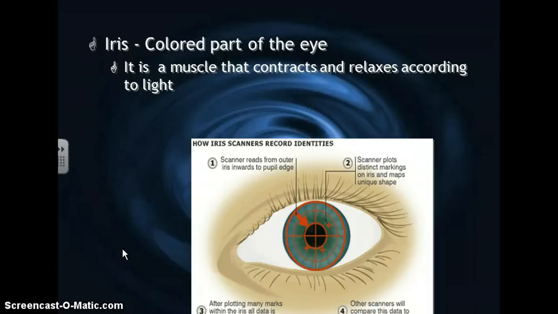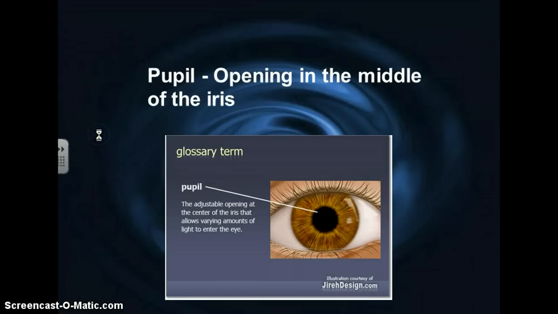So when we are in a dark theater, the pupil opens wider to let more light in. When we go outside and it's very bright, the pupil starts to contract more to not let as much light in. The pupil is actually just the opening in the middle of the iris, that black spot right there.